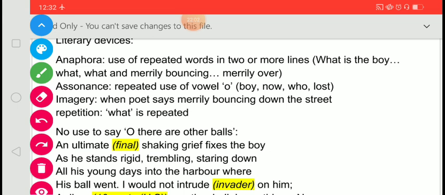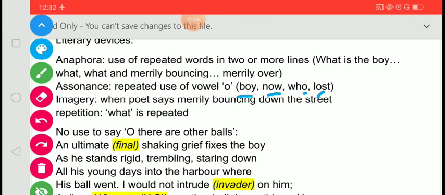Assonance: when a vowel sound is prominent, that is, a repeated vowel sound. Here there is repeated use of the o sound, like boy, now, who, lost. Repetition of o. So the o sound is prominent here, and that is why it is assonance.